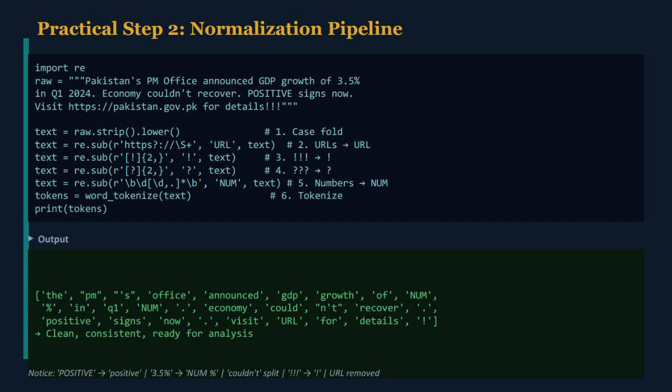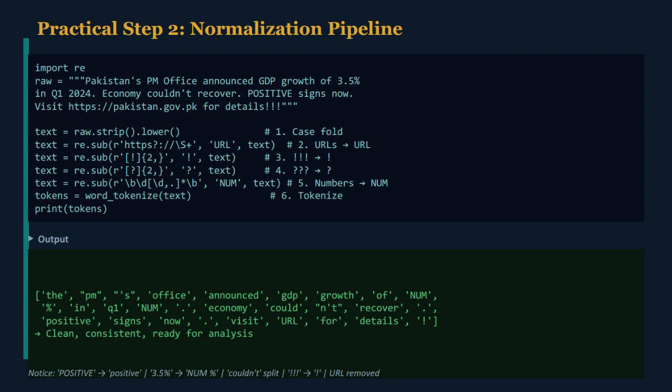Visit pakistan.gov.pk for details. This is the raw text that has been imported to the model. Now follow these steps. Step 1, strip white space. Step 2, remove URLs. How do you remove URLs? re.sub, and then write these things in the parentheses and URLs will be removed. Step 3, replace multiple punctuations. How do you do this?